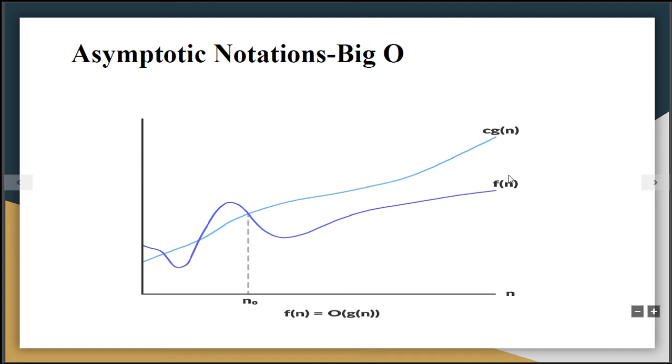That means if the architect has predicted a budget of 1 crore 10 lakh rupees and we have spent 1 crore, then 1 crore is always less than 1 crore 10 lakhs. That means f of n is big O of g of n. So f of n is a lower bound. It is a lesser value as compared to the predicted value. So this particular notation is identified as big O.